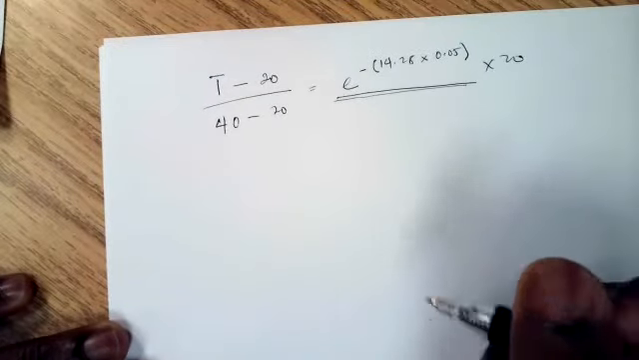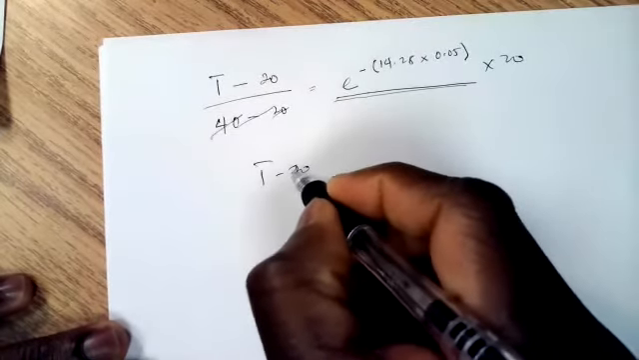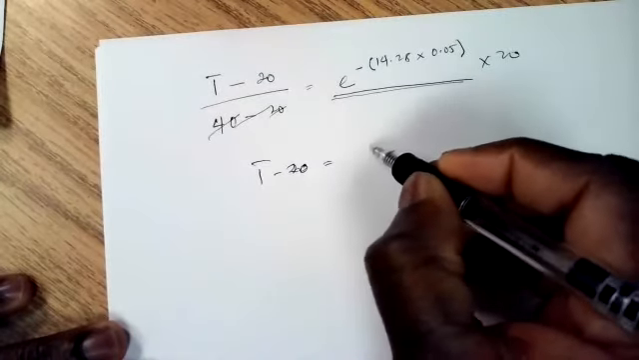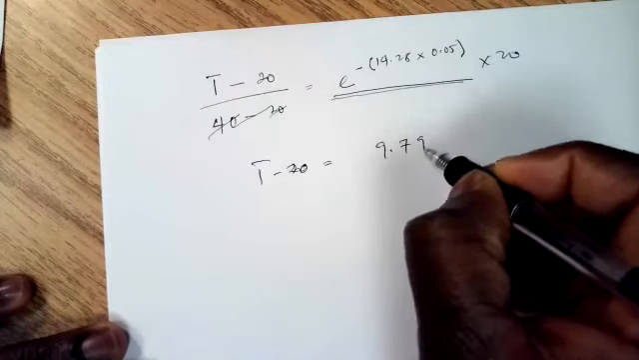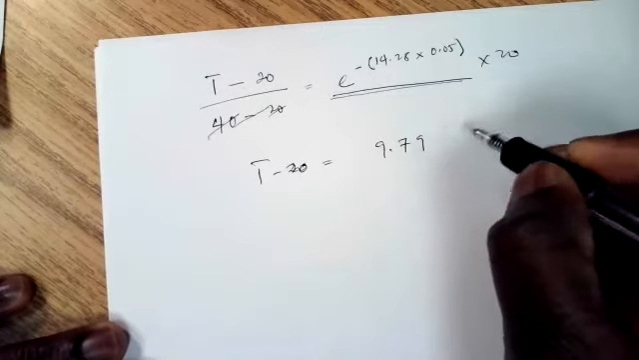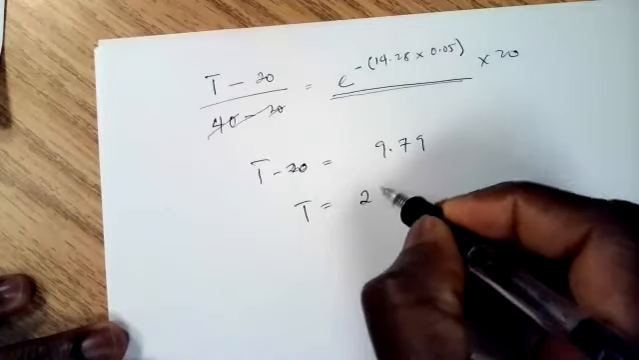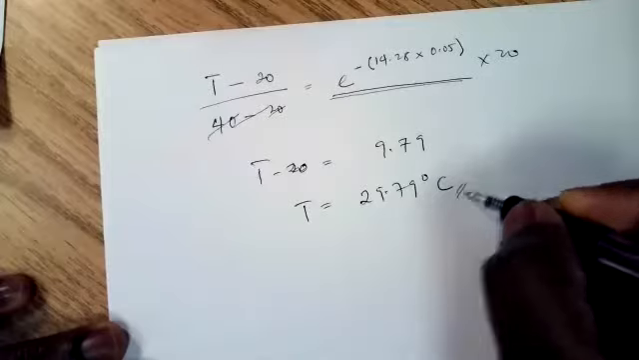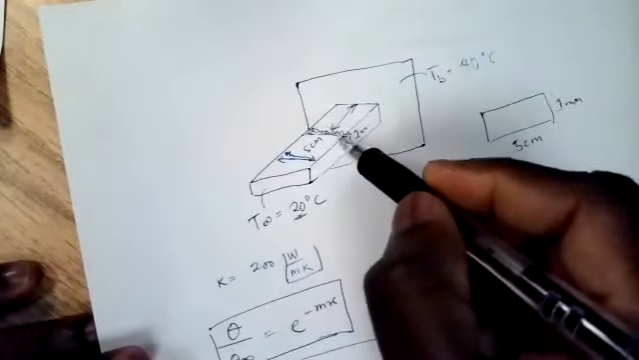The exponent times 20. After you do all that, that'll equal 9.79. Okay, so we get 9.79, right? And then if you add this to 20, we get T to be 29.79 degrees Celsius. So that would be the temperature at this given point.